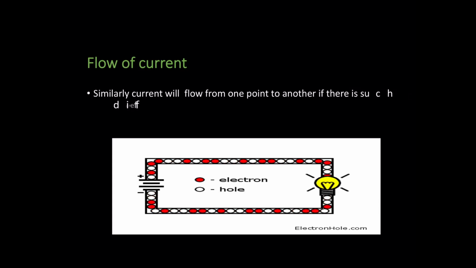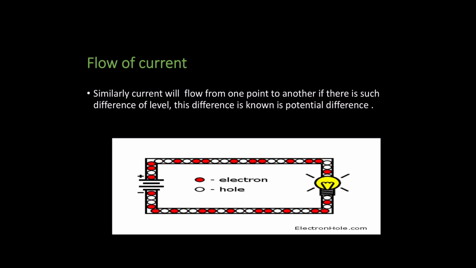As we have seen in the activity, the flow of liquid takes place from higher level to lower level. Similarly, current will flow from one point to another point if there is a difference in level. So difference in level is important even in the flow of current. But what is this difference of level in the case of current? This will be called potential difference.